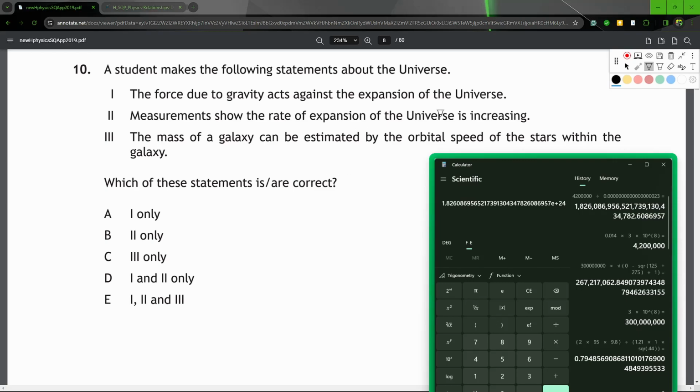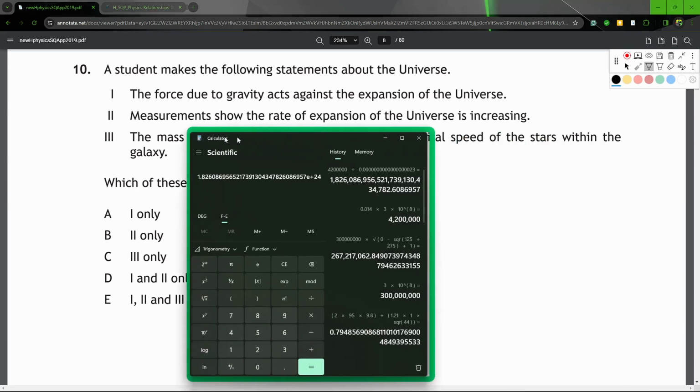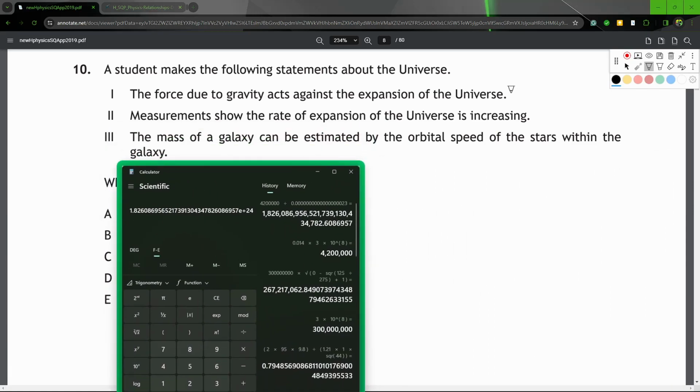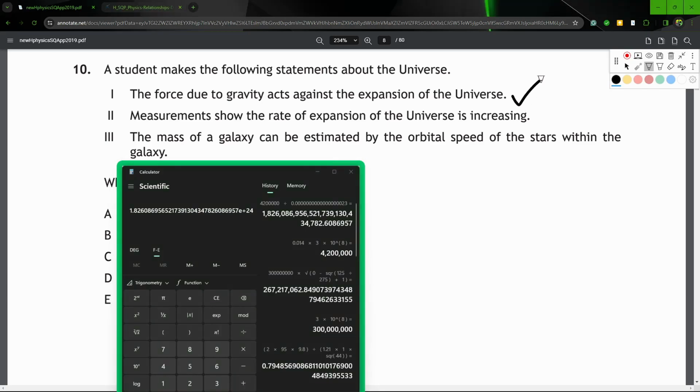Right, well, let's have a look at these all. Gravity is fighting back against the expansion of the universe. That's why large objects like galaxies are running away from each other, but in between galaxies, the stars aren't running away from each other because gravity is holding the objects together. So I think 1 is correct.